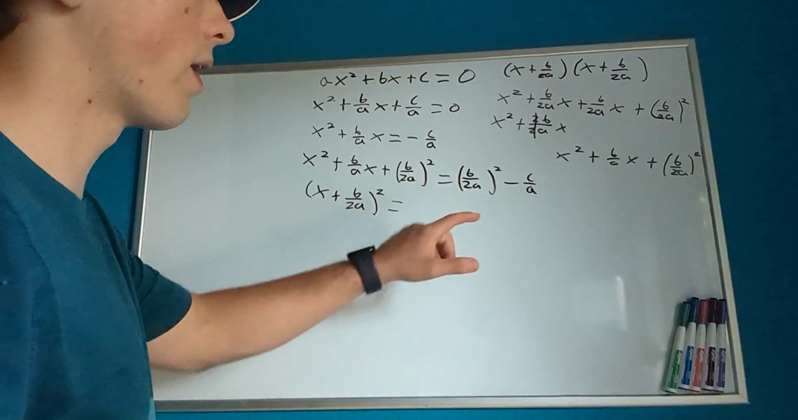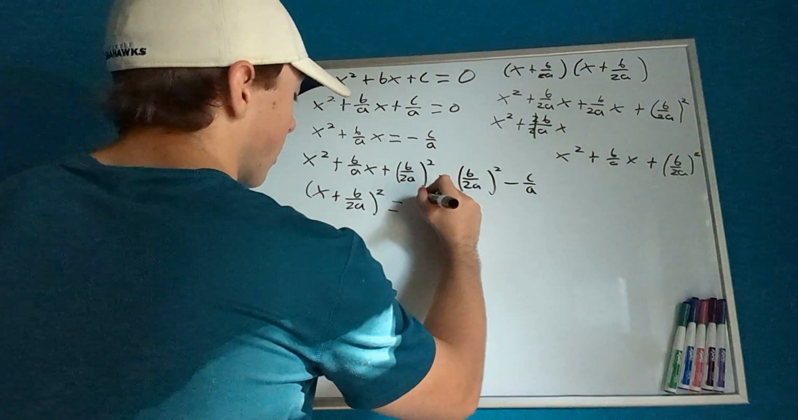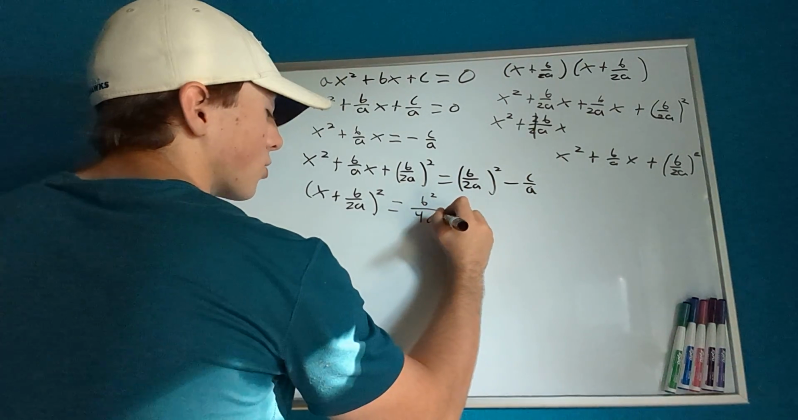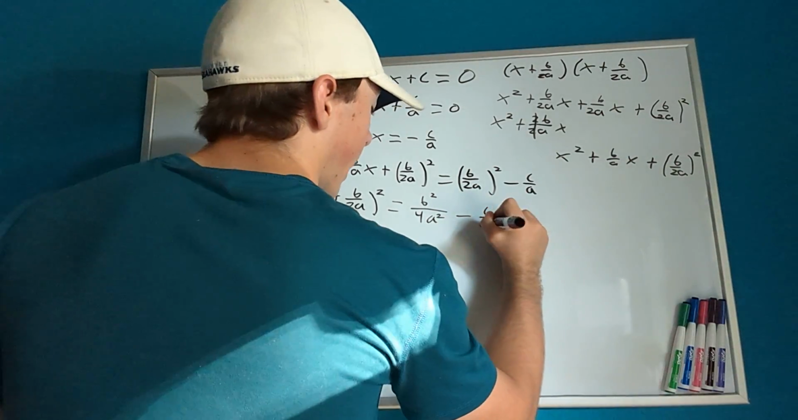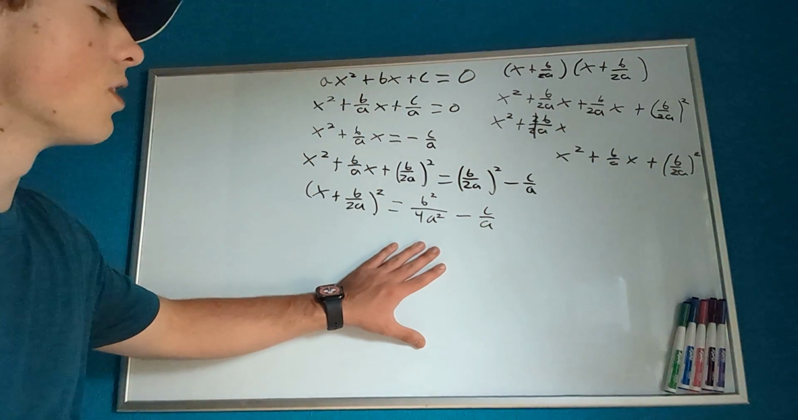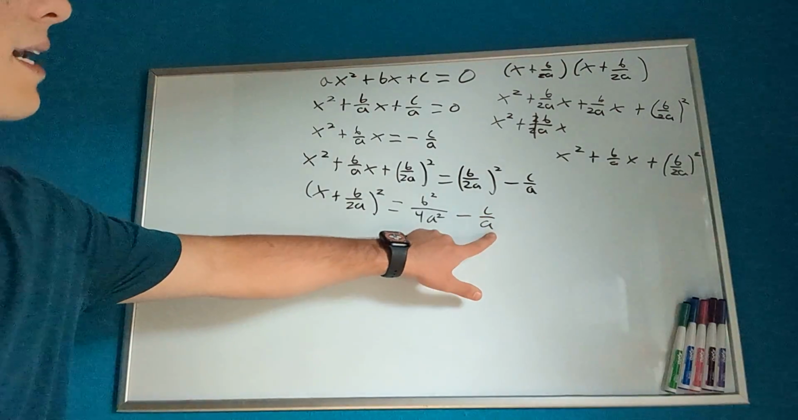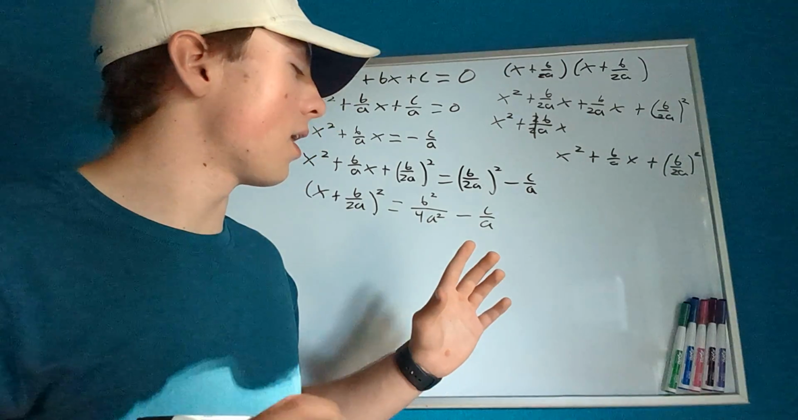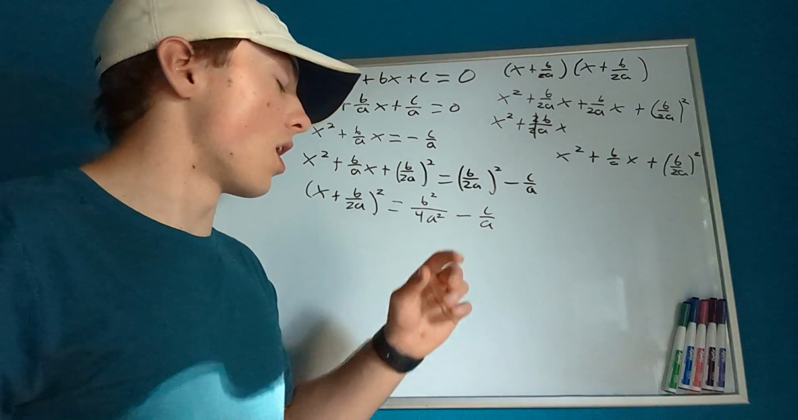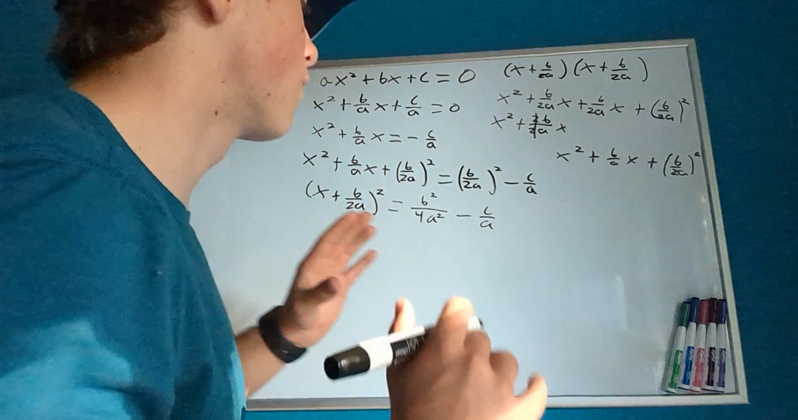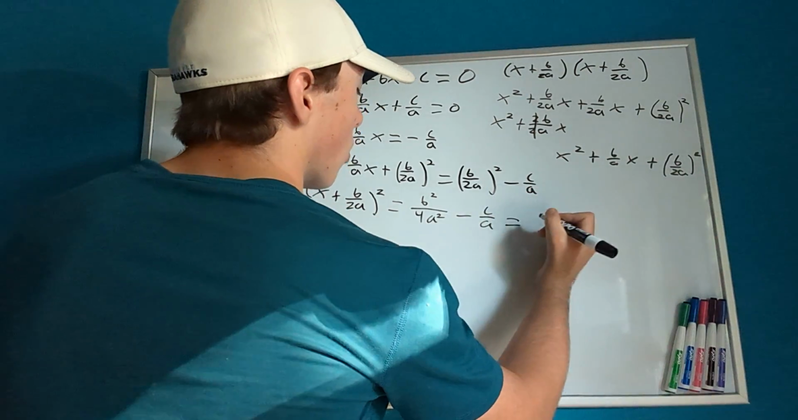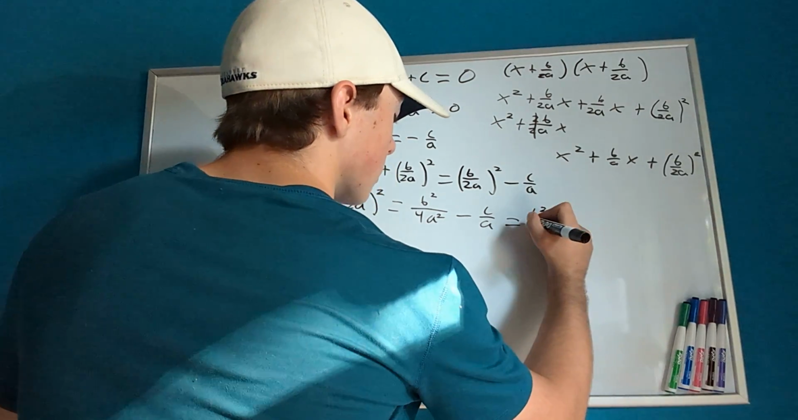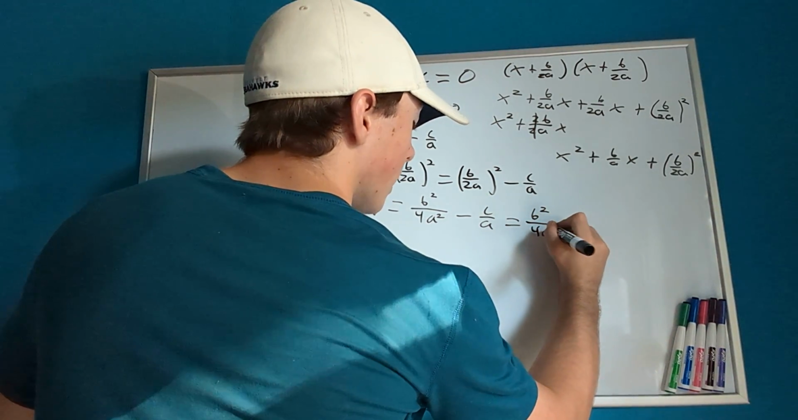Now I want to actually square this. So b squared is b squared. All right? 2 squared is 4, and a squared is a squared, minus c over a. The next thing that I want to do is subtract this from that. Now, if I want to subtract this from that, what should I multiply this by? Because we need their denominators to be the same. Well, we should multiply it by 4a, right? So we can say this equals this little bit, b squared over 4a squared.